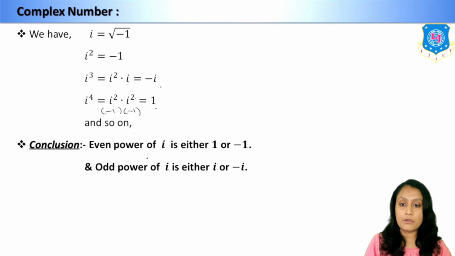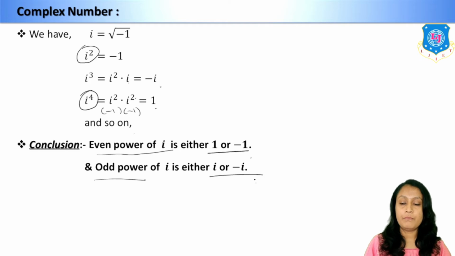So what we can conclude from this, that even powers of i are either 1 or minus 1. Here you can see i square, an even power, so whenever we have an even power of i, you will get the answer as 1 or minus 1, and for odd powers of i, you will get the answer as i or minus i.